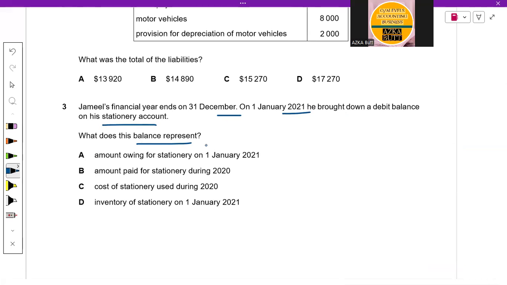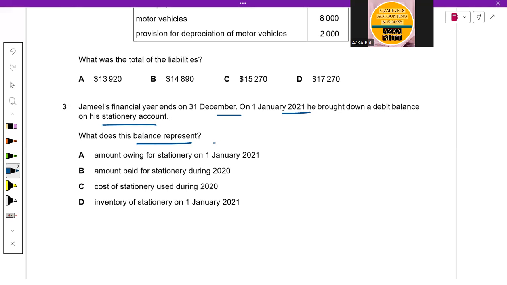A debit balance on the stationery account brought down at the start of the new financial year, which is 1st January 2021, would represent the value of stationery inventory carried forward from the previous year. This is because the stationery account tracks the purchases and the usage of stationery. If there is a debit balance at the start of the year, it means that there was unused stationery at the end of the previous year.